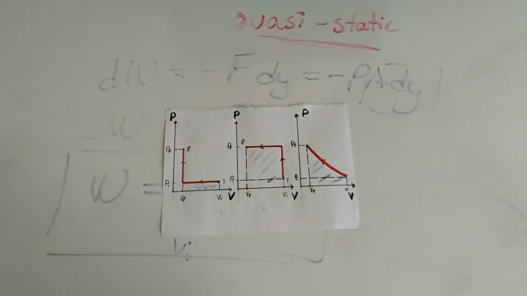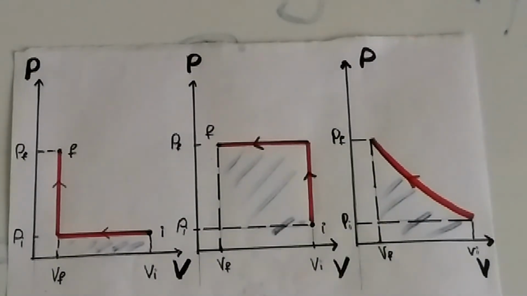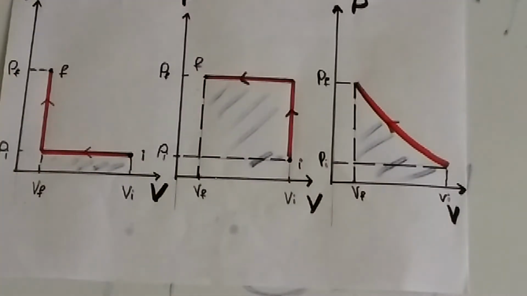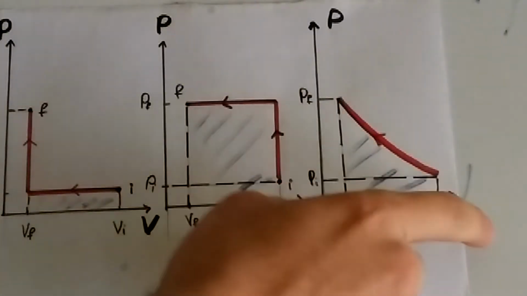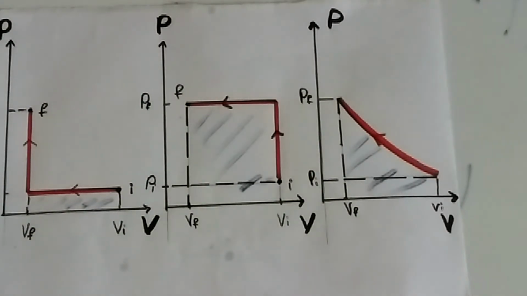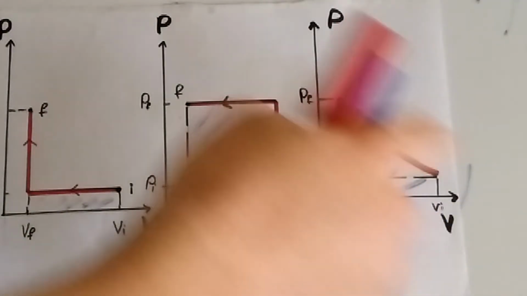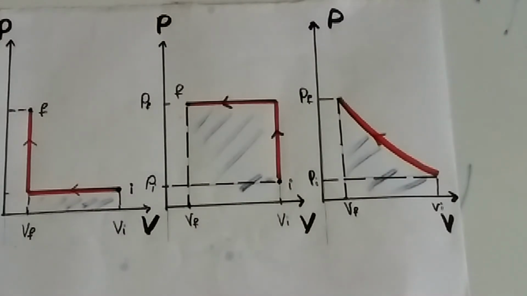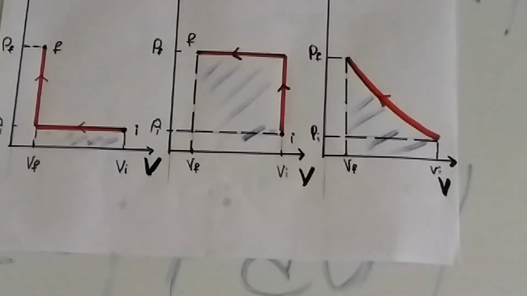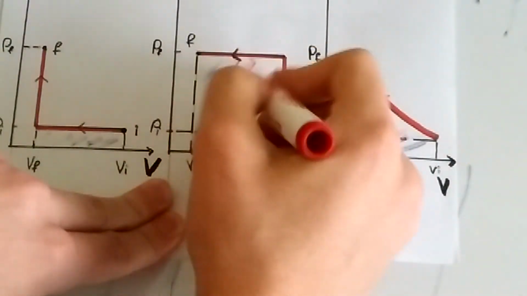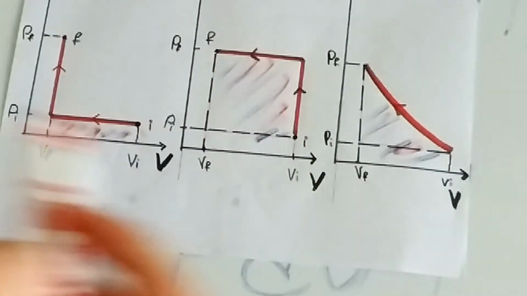Now here we have a few PV diagrams, and as you can see, on the x-axis we have the volume, and on the y-axis we have the pressure. This curve here is basically the path taken, which means the path taken tells us the process that the system undergoes, and the work that's being done is the area under this curve, or under these processes.